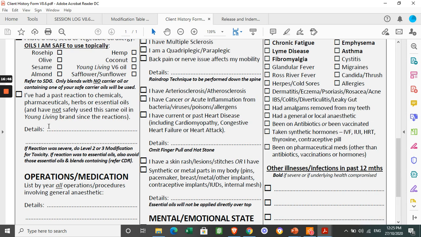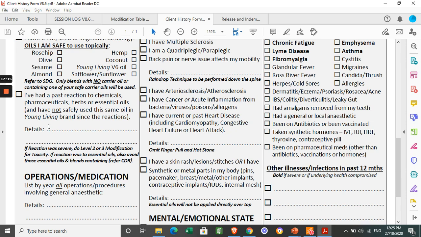Someone's allergic to, well, I'll use myself as the example. I'm allergic to the pharmaceutical drug penicillin. I was very young when I had it, and my body went into a massive rash all over, red and itchy. And so I don't know what constituents are in that particular drug, and essential oils are made up of hundreds of different constituents.